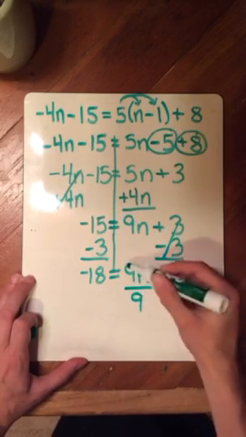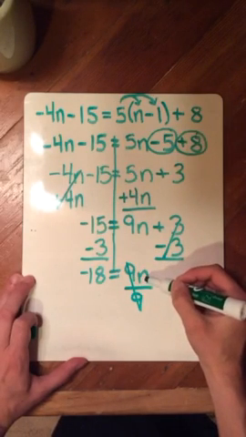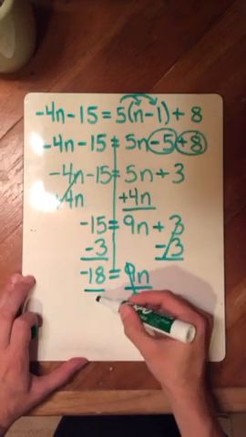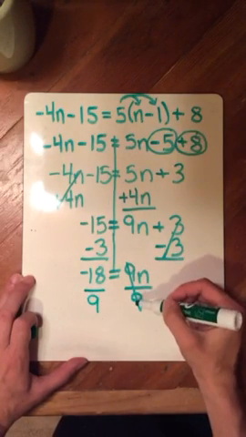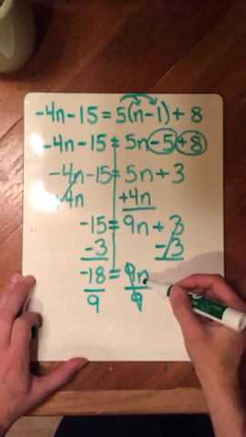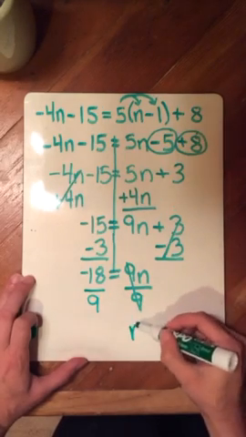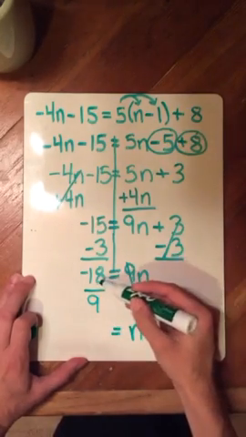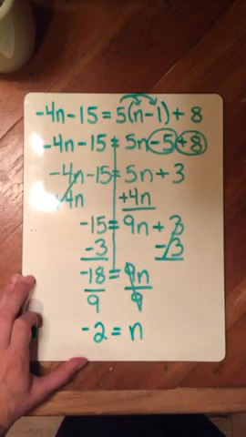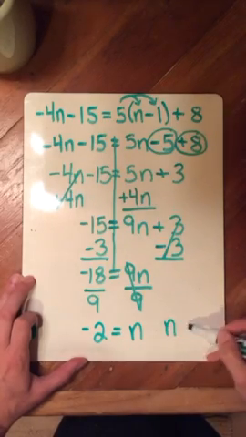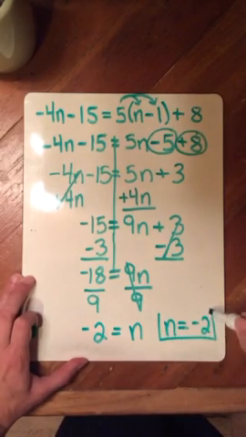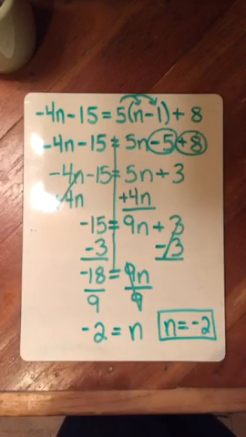And the reason why I'm going to divide is because 9 and n are being multiplied. The inverse of multiplying is dividing. And I can cross it off because 9 divided by 9 is 1, which is the multiplicative identity. 1 times n would just leave me with n. Negative 18 divided by 9 is negative 2. So I'm just going to rewrite it so the variable comes first. So our final answer is n equals negative 2.